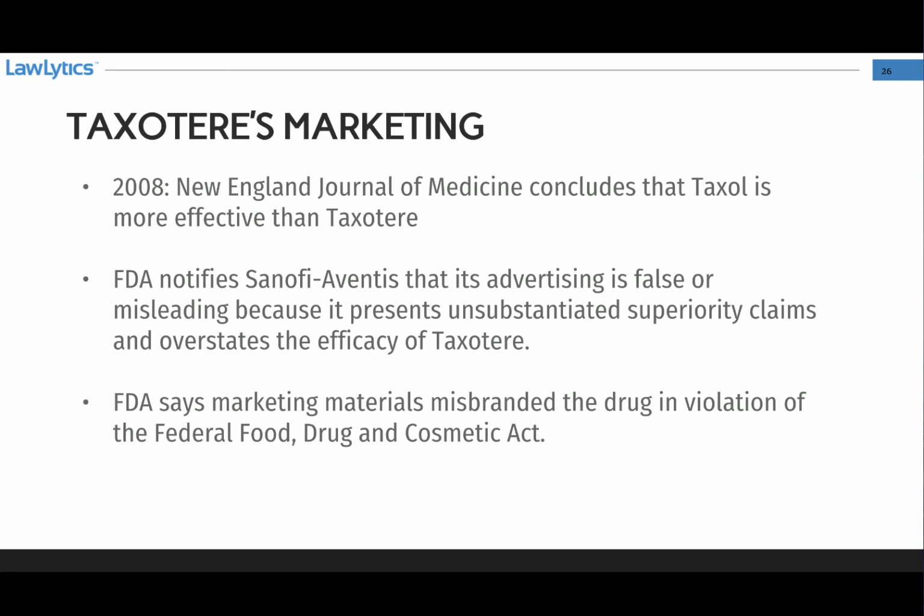Now, in 2008, a study appeared in the New England Journal of Medicine, and it found that the competitor drug Taxol was actually more effective than Taxotere. And following up with this was an FDA notice to Sanofi-Aventis that its advertising, saying that it was more effective, was actually false or misleading because it presented unsubstantiated superiority claims and overstated the effectiveness of Taxotere. And the FDA said that the company's marketing materials misbranded the drug in violation of the Federal Food, Drug, and Cosmetic Act.